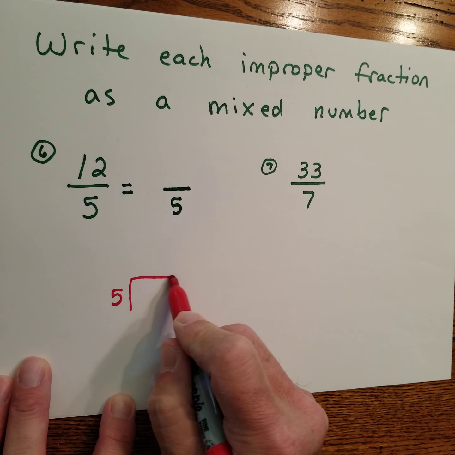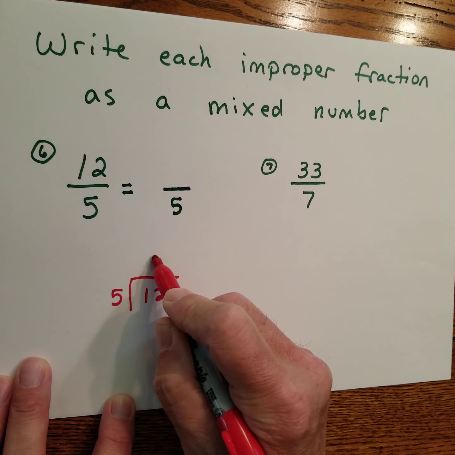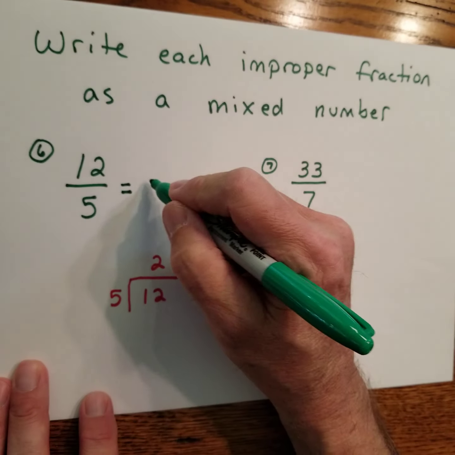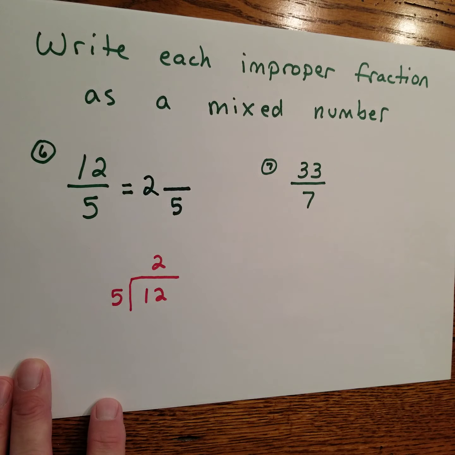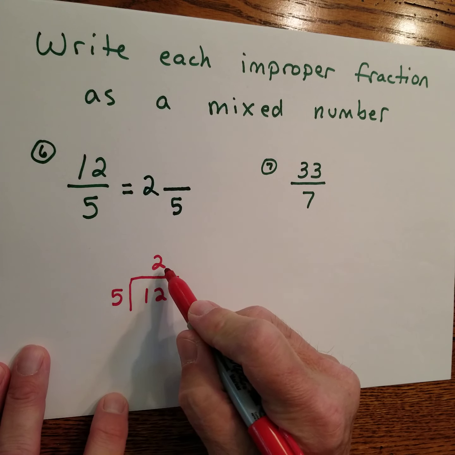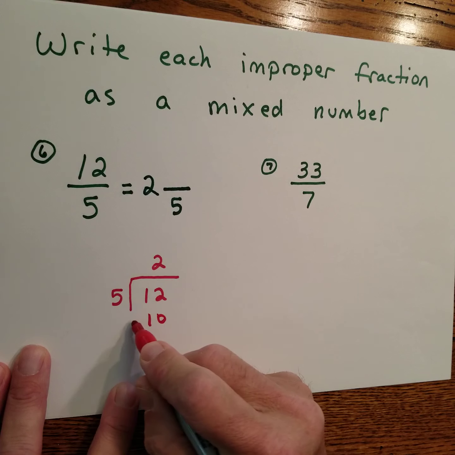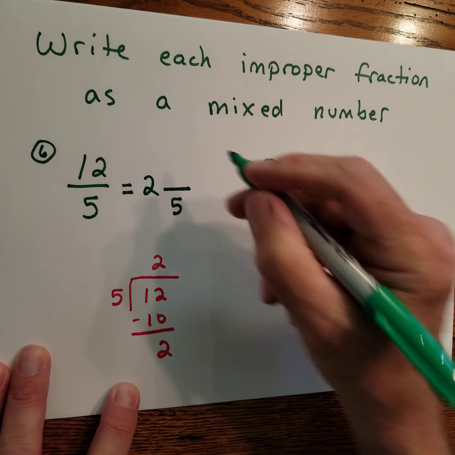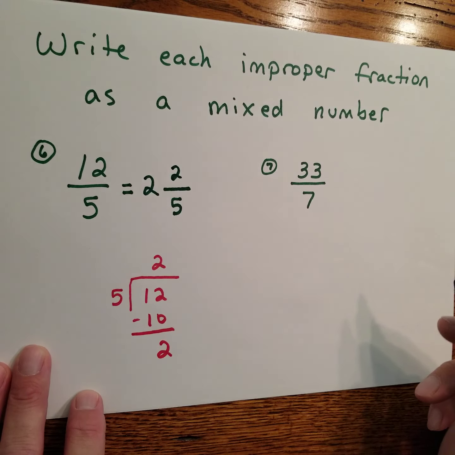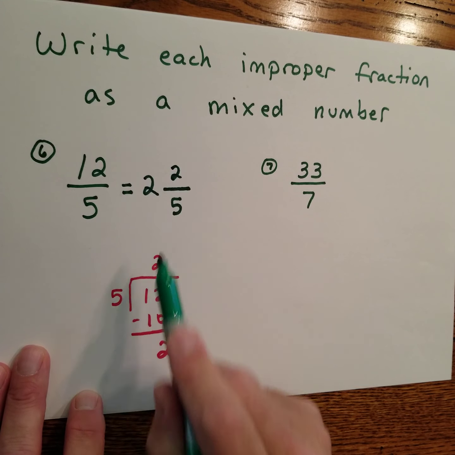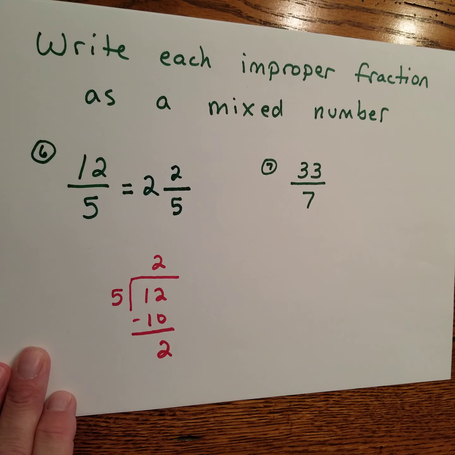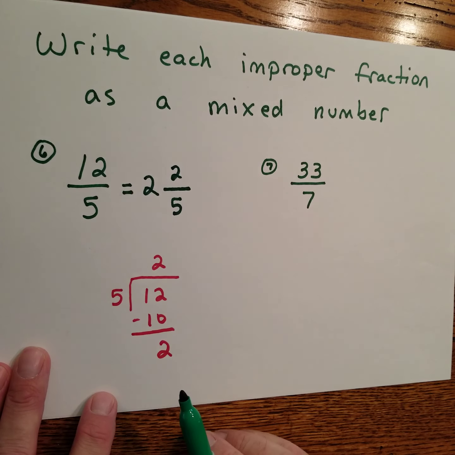How many times does 5 go into 12? It'll fit in there 2 times. The 2 goes there. Now 2 times 5 is 10. Leaving a remainder of 2. That 2 goes there. What did I do? I copied the 5. How many times does 5 go into 12? It goes in 2 times, with 2 left over.